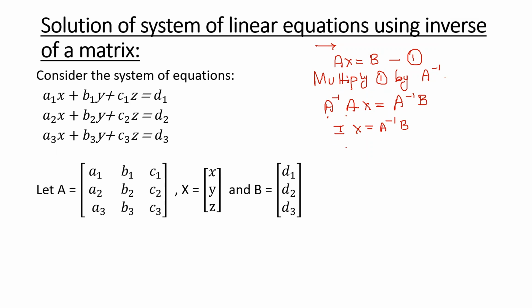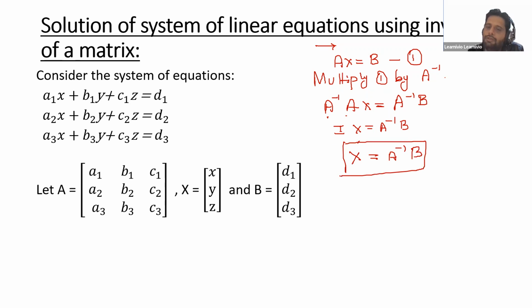If you multiply any matrix with identity, you will get the same matrix only. So X is equal to A inverse B. What value do we need to find? We need to find the variable. The variable is X. So we will always use this formula that X is equal to A inverse B. There is no need to do the derivation.